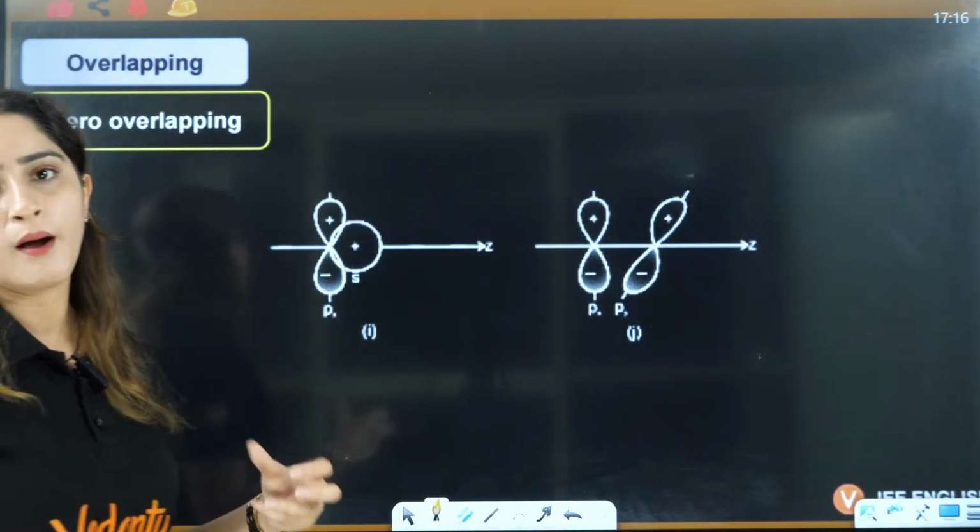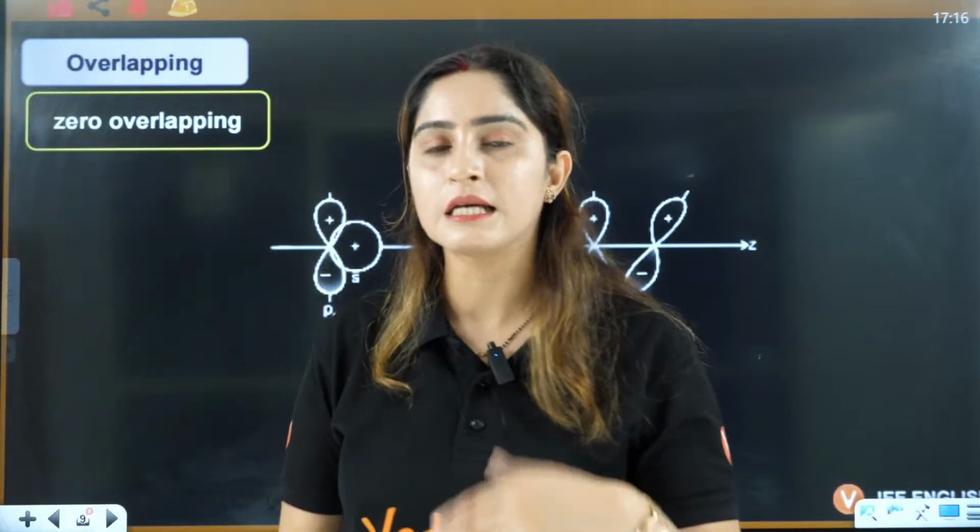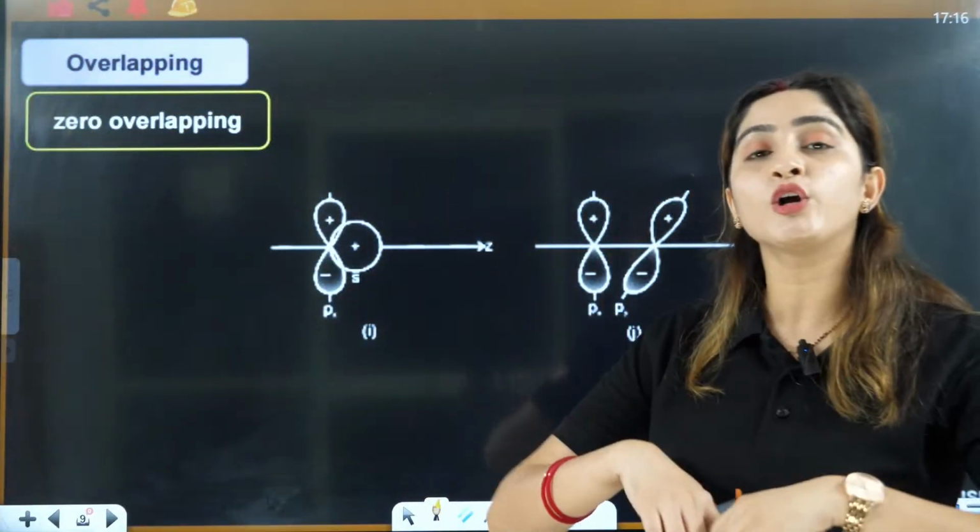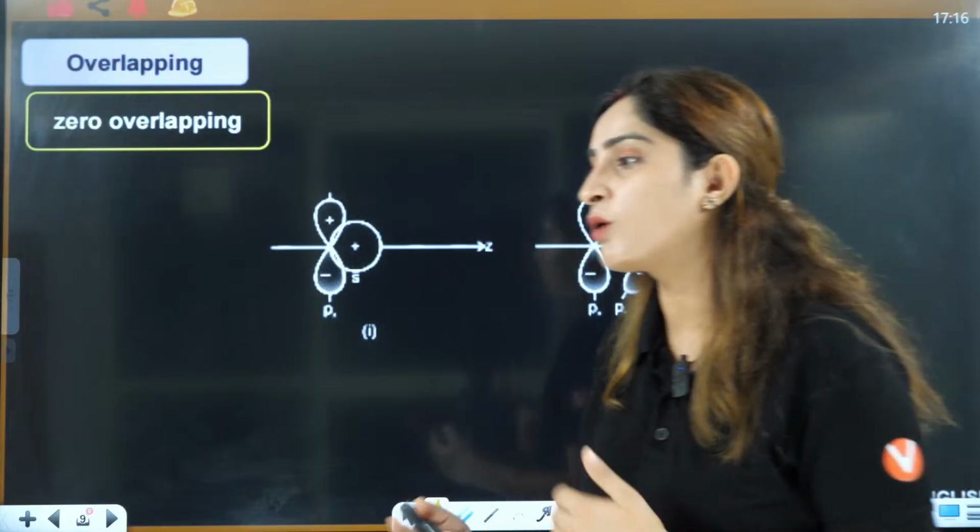Now let's talk about zero overlapping. Zero overlapping means they will not overlap at all. Let's forget about positive or negative.